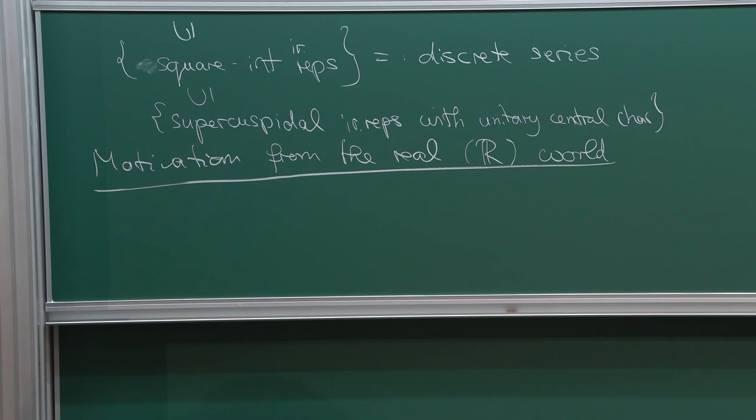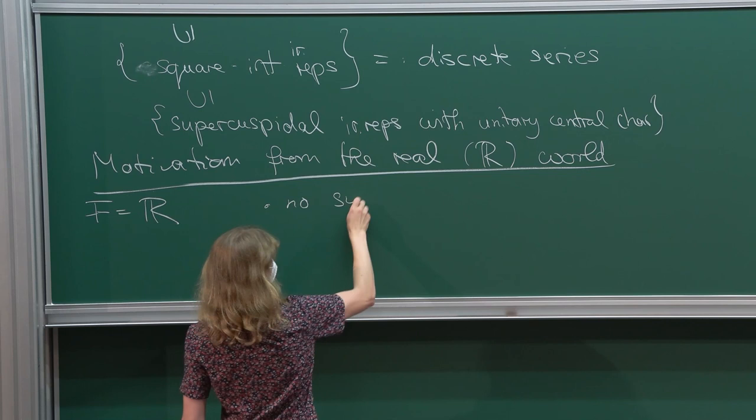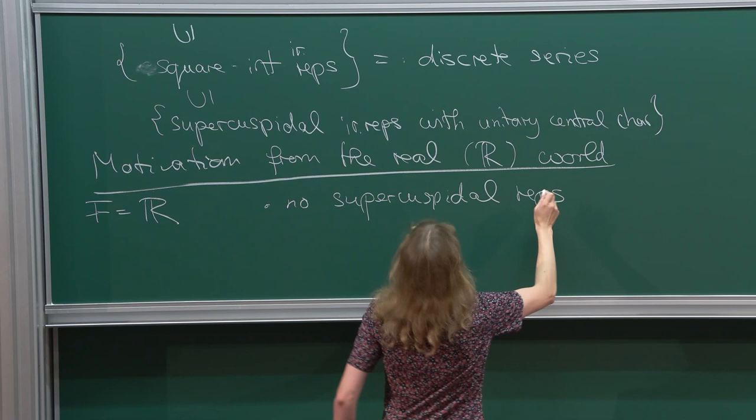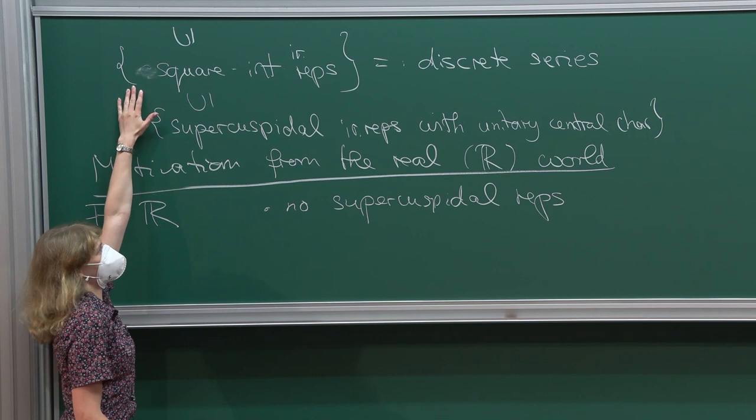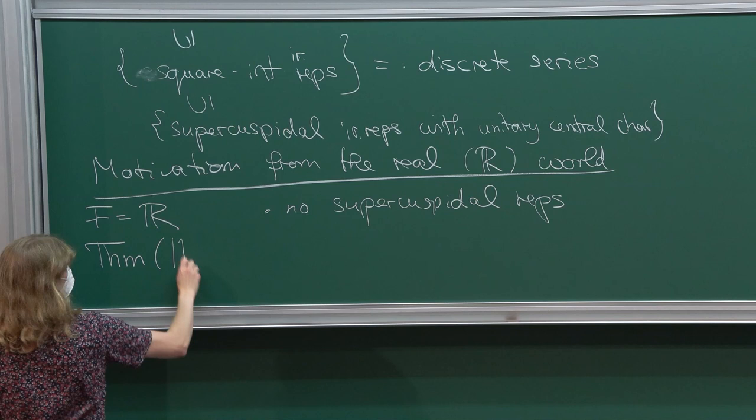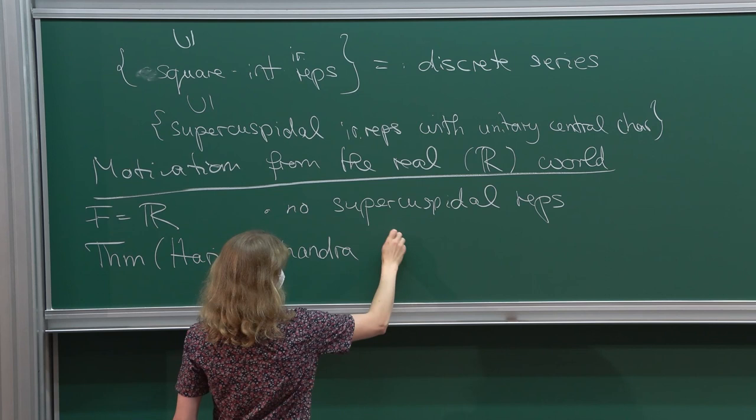So for me, real world means that F is equal to R. What do we know in that case? So first of all, there are no supercuspidal representations. So well, the next best thing we can then look at are the square integrable representations, the discrete series. And these are rather well understood. So there's the theorem of Harish-Chandra from the 60s.